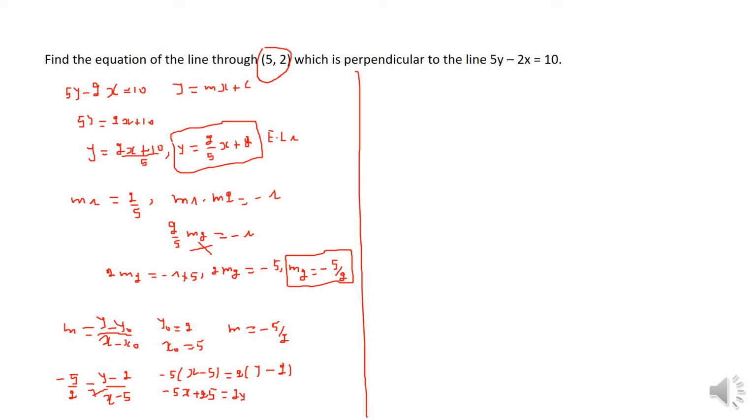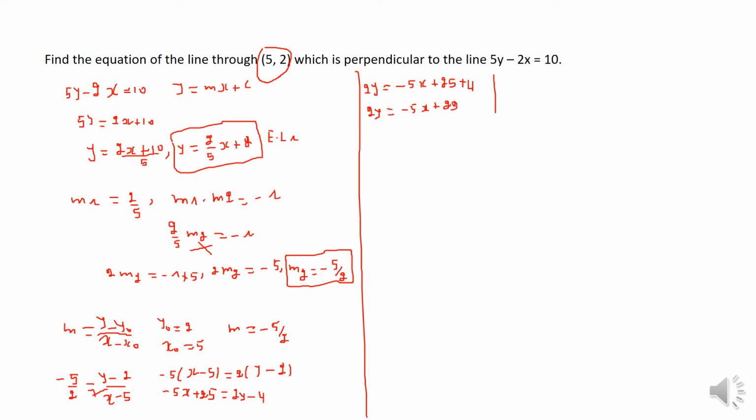So 2 times -2 we get -4. Now collecting like terms, y we get... 2y is equal to -5x plus 25 plus 4. So now 2y is equal to -5x plus 25 plus 4, we get 29.